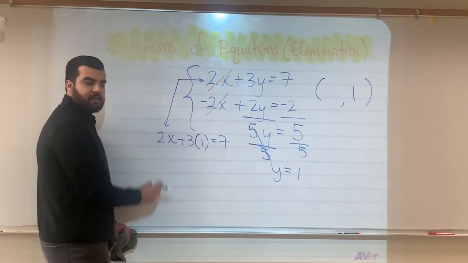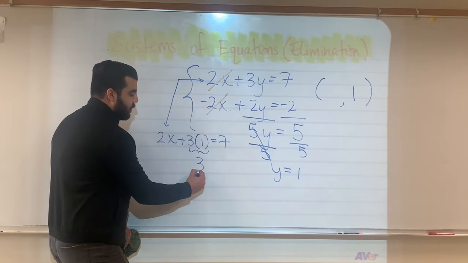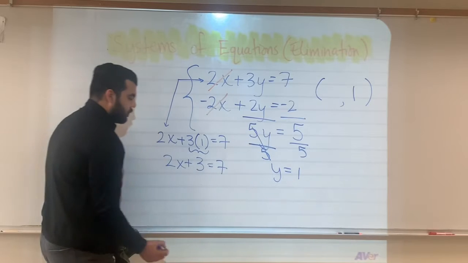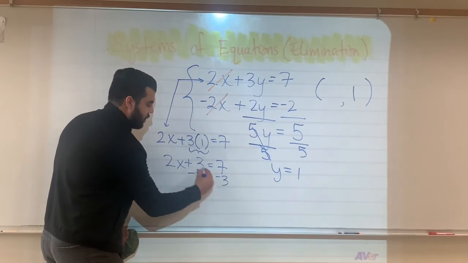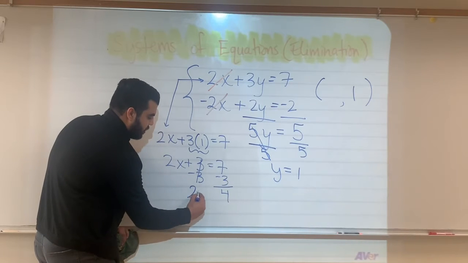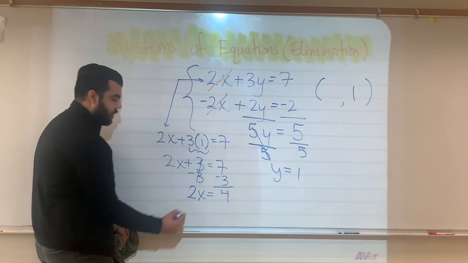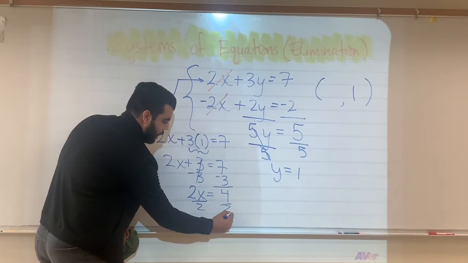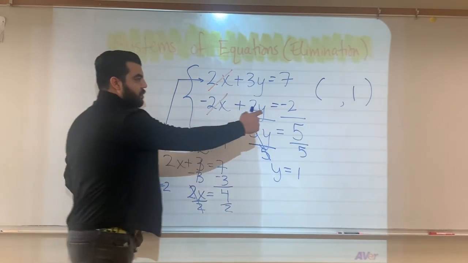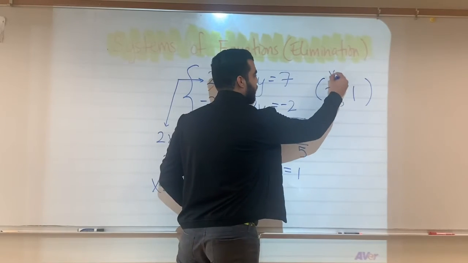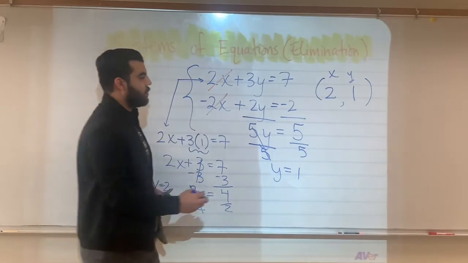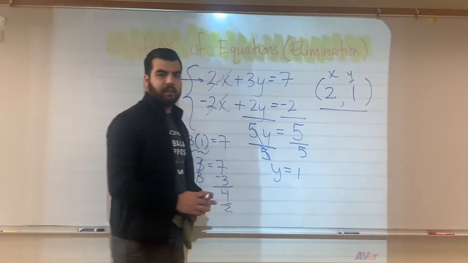Let's solve for x. 3 times 1 is 3. Drop these, bring them down. Minus 3. This gives me 4. I have 2x equals 4. Divide both sides by 2. This gives me x equals 2. This is my x value. Remember, x goes first, then y. So my solution to this system is (2, 1).